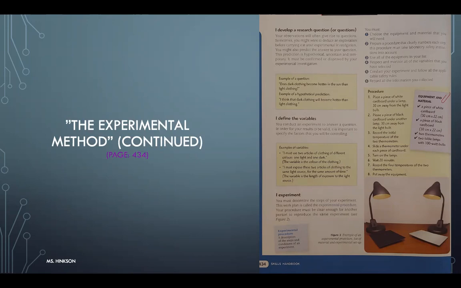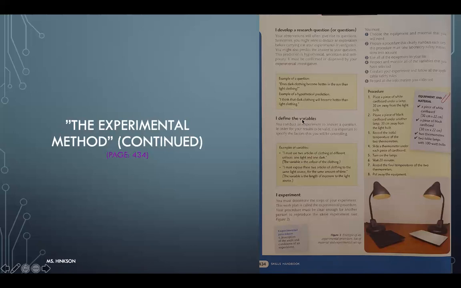You might also predict the answer to your question. This prediction is hypothetical, uncertain, and temporary. It must be confirmed or disproved by your experimental investigation. Example of a question. Does dark clothing become hotter in the sun than light clothing? Okay, so this is a question. And then the example of a hypothetical prediction. So you're making a prediction. I think that dark clothing will become hotter than light clothing. Okay, so the first one was a question. Second one was a prediction.